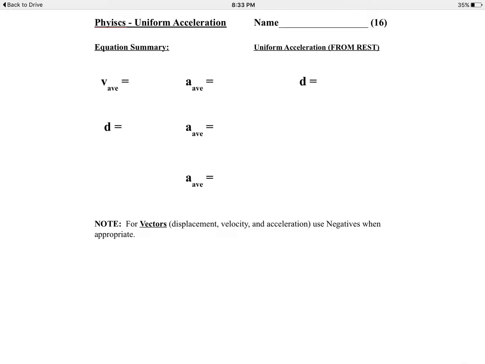First of all, we've had the definition of average velocity, which is V average is displacement, which we're using a D for, over time, displacement over time. If you plug in distance there, you will get the average speed.